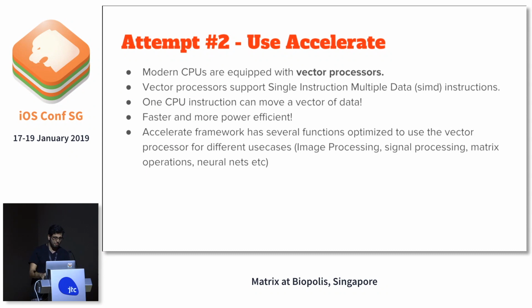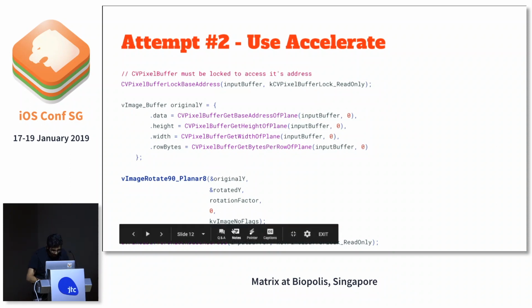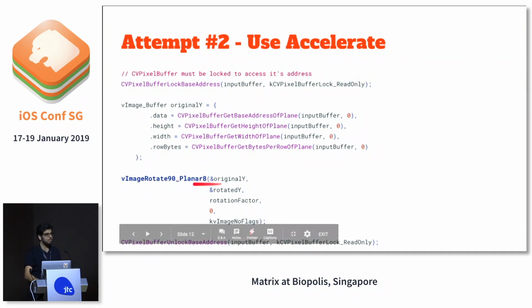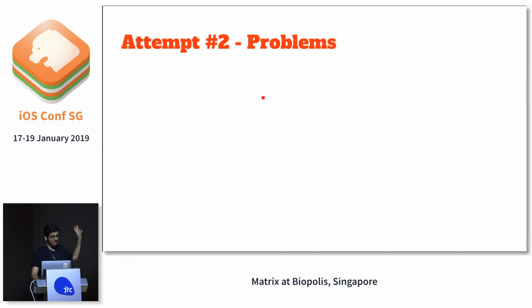And the nicest part about Accelerate is that it has several functions optimized to use this vector processor. They have functions for image processing, signal processing, etc. And if you want to look at the code, it looks something like this. You have this method vImageRotate. You just call it, pass it some pixel buffers, and it will handle the rest. Just keep in mind that you need to lock the buffer. This can work really well.